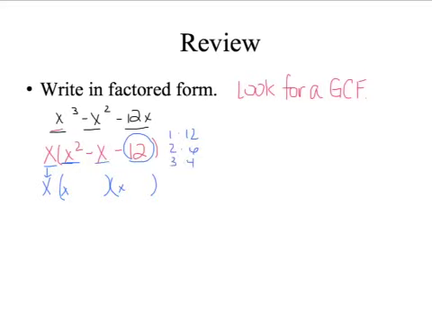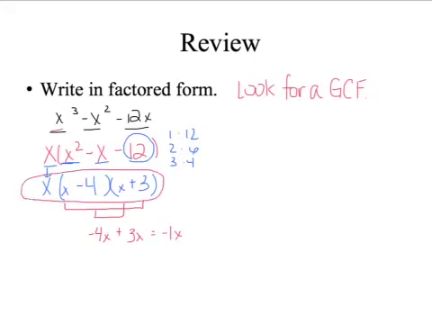And since I want my middle term to be negative 1x, I'm going to go with x minus 4, x plus 3. Now we can always check our work. And to do that, we take the inner product, so negative 4 times x, and add that to the outer product, which is going to be a 3x. And we get a negative 1x. So we know that we have factored it.